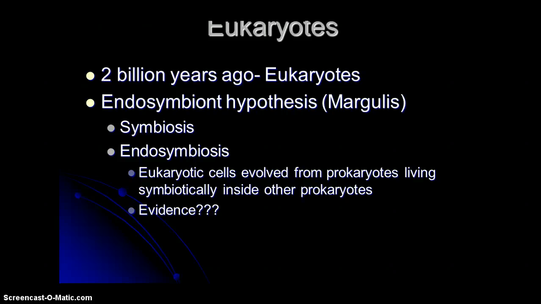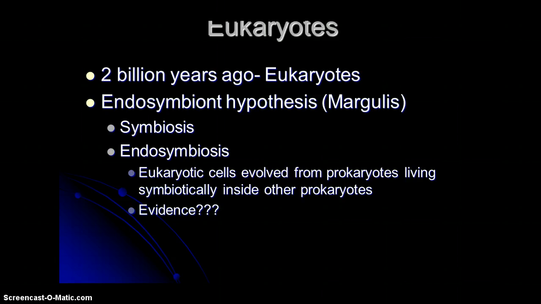The endosymbiont hypothesis. So the first thing you need to know is what symbiosis is. Symbiosis means that it's two organisms that are living together. So endosymbiosis means, endo means inside. So endosymbiosis means that you have a cell that lives inside of another cell. So the definition of endosymbiosis is eukaryotic cells evolved from prokaryotes living symbiotically inside of other prokaryotes. So that means that a bigger prokaryote swallowed a smaller one, but it didn't get digested, so it was able to survive. So let's talk about the evidence.